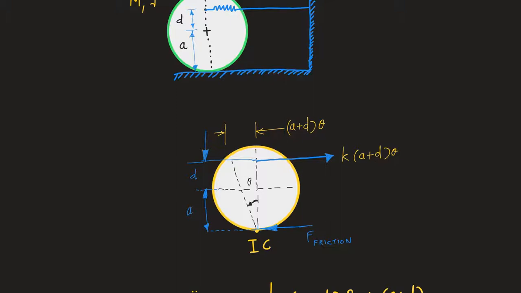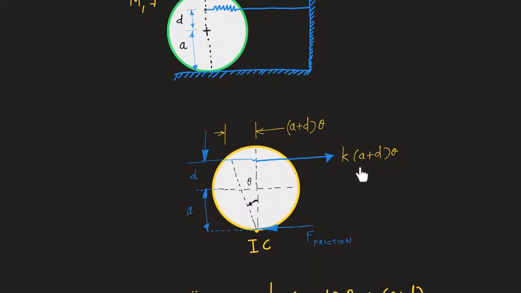Now, I told you again, for a particular instant I can think of this particular disk as undergoing a pure rotation about this point IC. Let's say initially there was a line connecting the IC and this point as shown over here. Now I'm giving it a slight disturbance by an amount theta. I'm making this line rotate by an amount theta. That means the spring will get extended by an amount as shown over here, which is (A plus D) times theta.